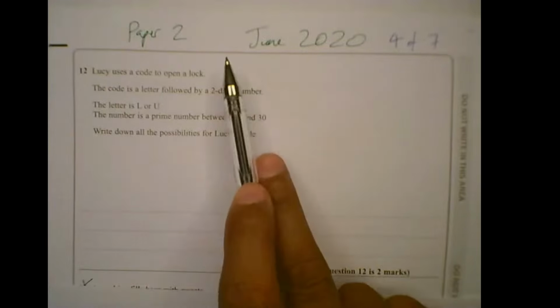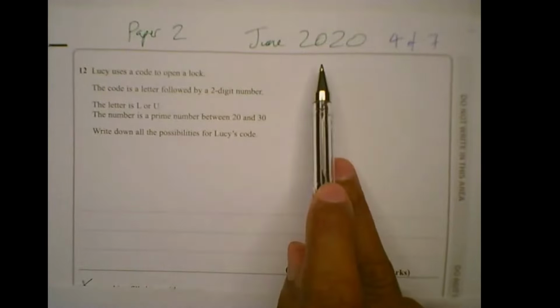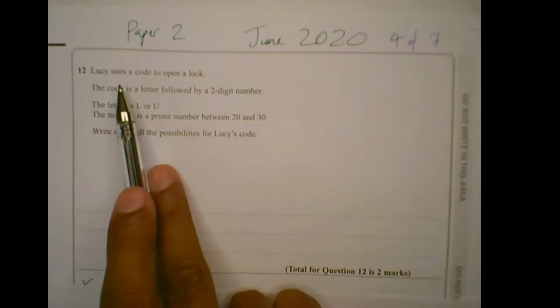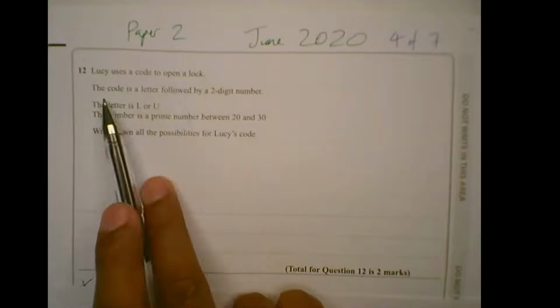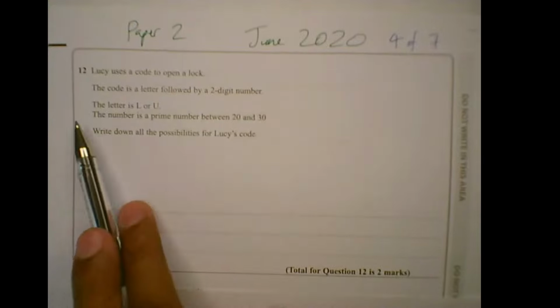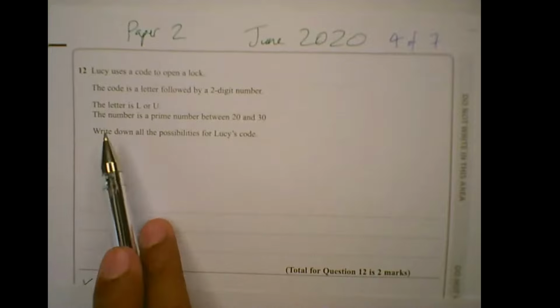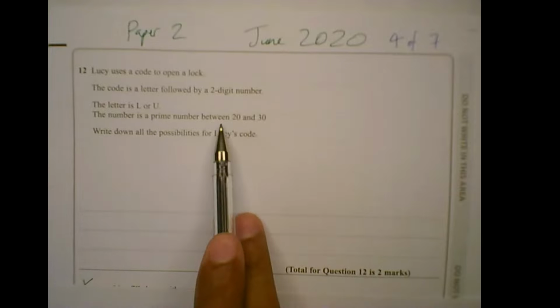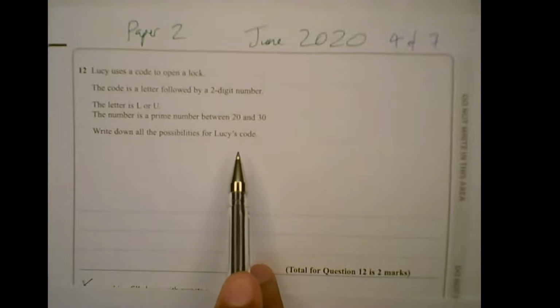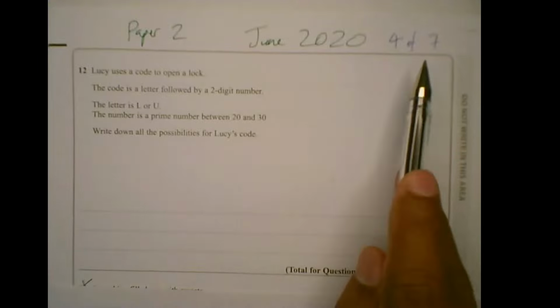This is from paper 2, June 2020. It's a calculator paper. Question 12. Lucy uses a code to open a lock. The code is a letter followed by a 2-digit number. The letter is L or U. The number is a prime number between 20 and 30. Write down all the possibilities for Lucy's code. This is question 4 of 7. Press pause, and when you're ready, press play for the answer.